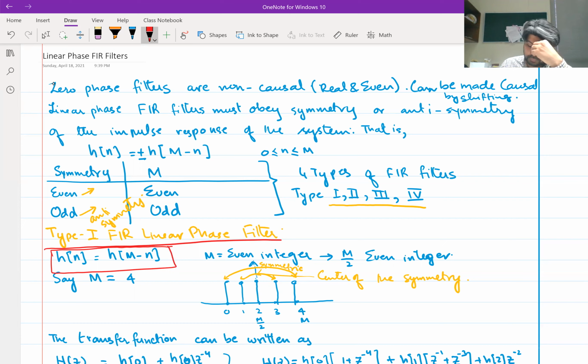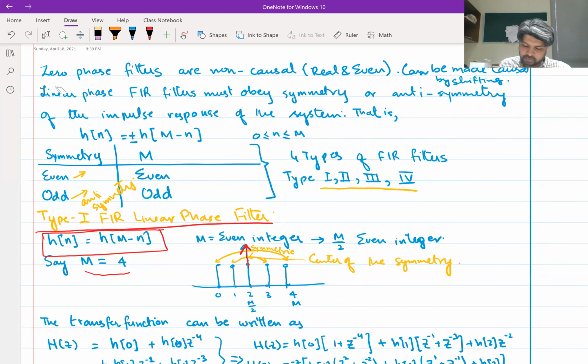अभी देखते हैं. यानी कि M is equal to 4, एग्जाम्पल ले लेते हैं. अगर आपकी M is equal to 4 है, ठीक है, that would mean h of 0 must be equal to h of 4. यही है. h of 1 should be equal to h of 3 and h of 2 should be equal to h of 2. So this becomes the line of symmetry. So the symmetry is around M by 2. Is that clear? Yes, sir. ठीक है.